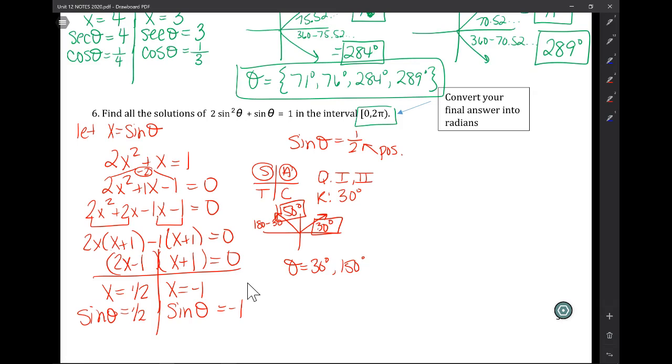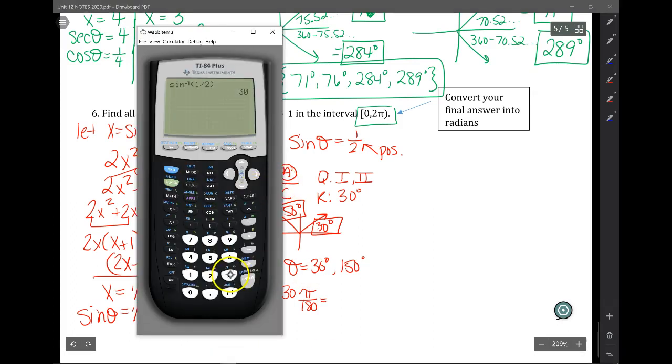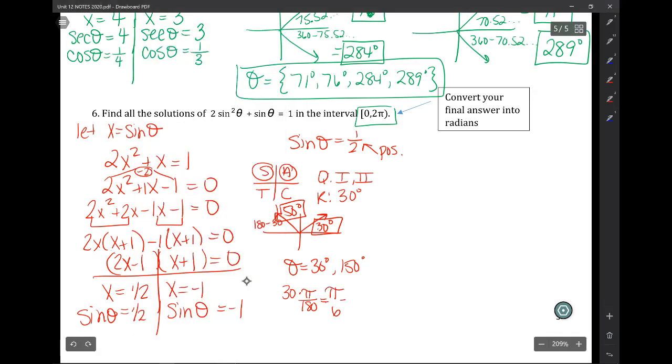30 was one of the ones we at one point in time had memorized, but to convert to radians, you just multiply by pi over 180 and then reduce. So 30 over 180, and then you can math frac. So 30 over 180, math, enter, enter, and it'll reduce it for you. So if you already knew that, good job. Pi over 6. So one of my answers is pi over 6.